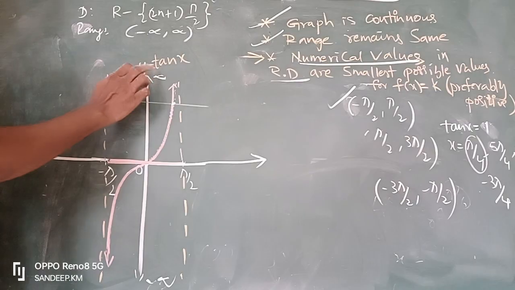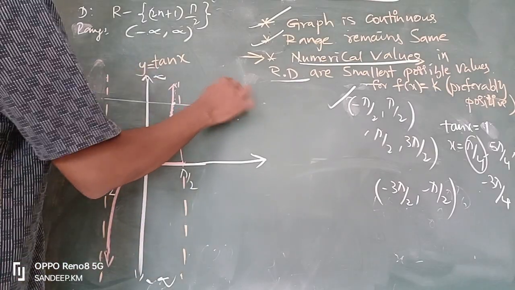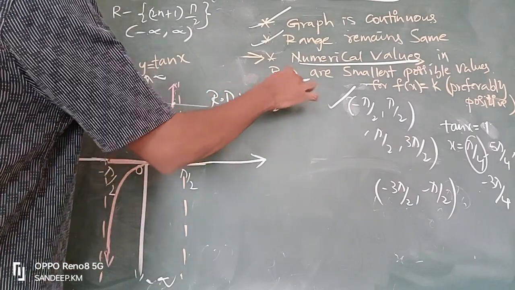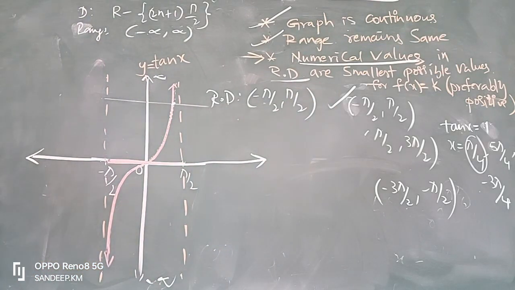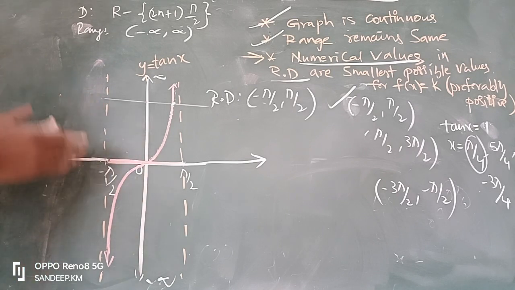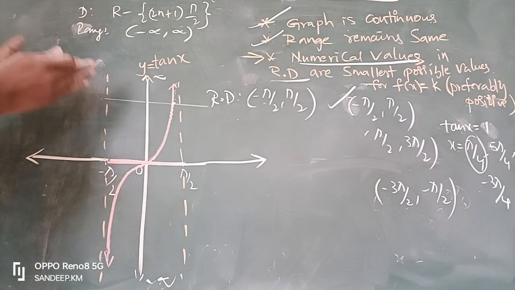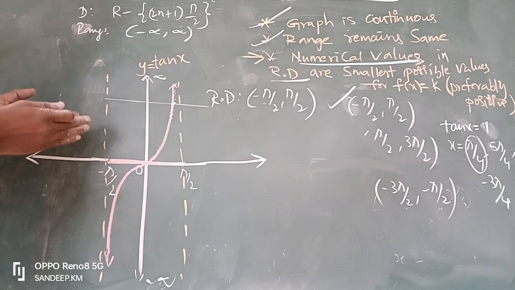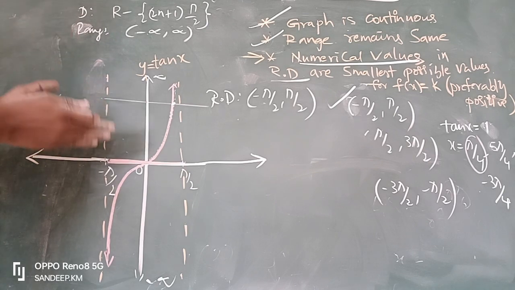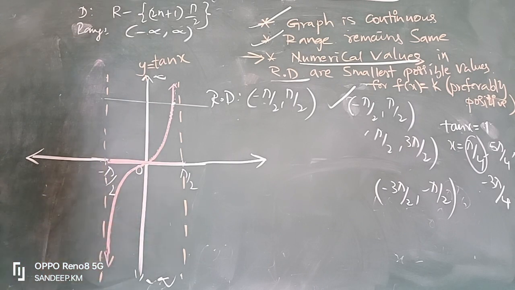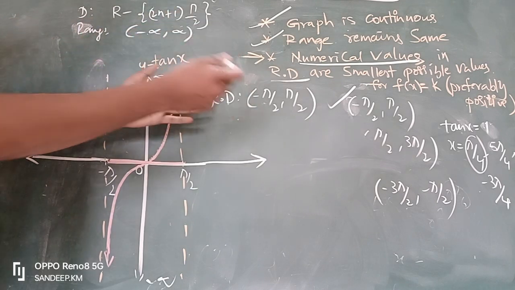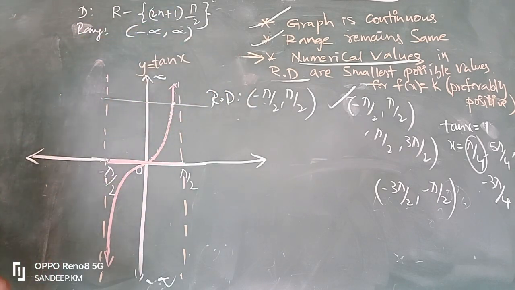Therefore, what is the restricted domain for y is equal to tan x? The restricted domain is minus pi by 2 comma pi by 2. So in this way, we will choose the restricted domains for trigonometric functions to make sure that they are bijective functions. So now let me tabularize the domains, restricted domains, and also range of the trigonometric functions.